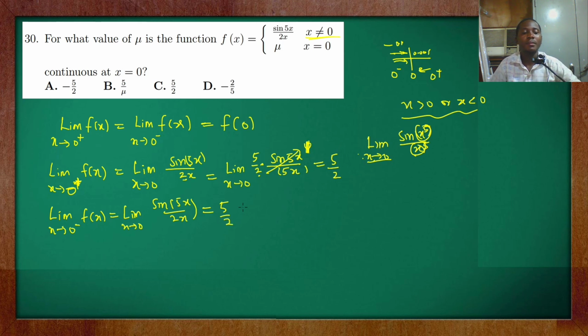Okay. Now, lastly, what is our f of 0? Our f of 0 from the question is just mu. And from the condition for continuity, all this must be equal. So that means I have my mu to be 5 over 2. So that means my correct option here is option C. Yeah, my correct option here is option C. So let's just move on to the next question.